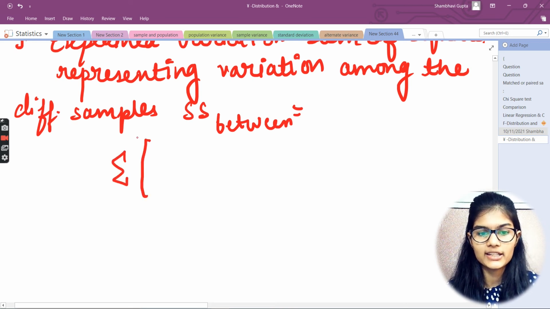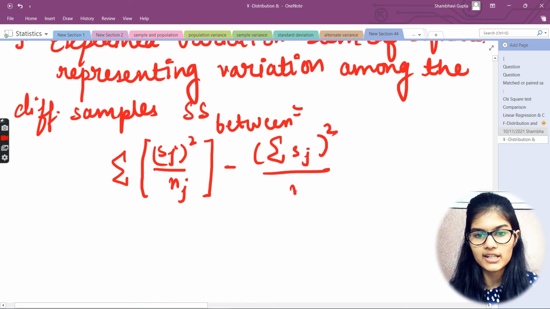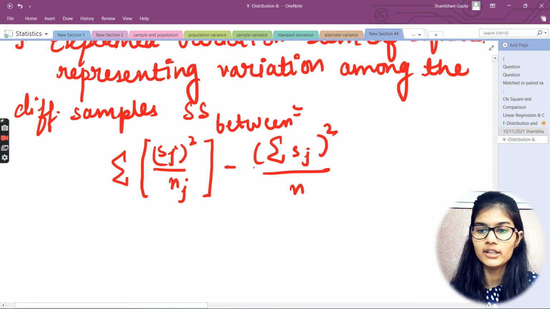So it's sigma, bracket, Sj whole square divided by nj, bracket closed, subtracted by sigma Sj, bracket, whole square divided by n. Hope you are very much clear with this as well, whatever I had just written out at this place. Now, explained variation is already done.